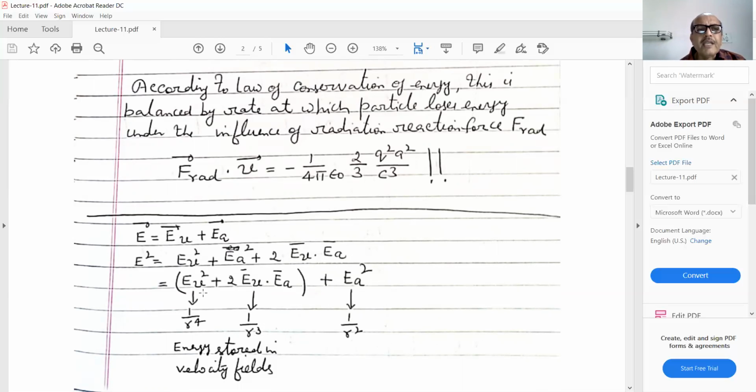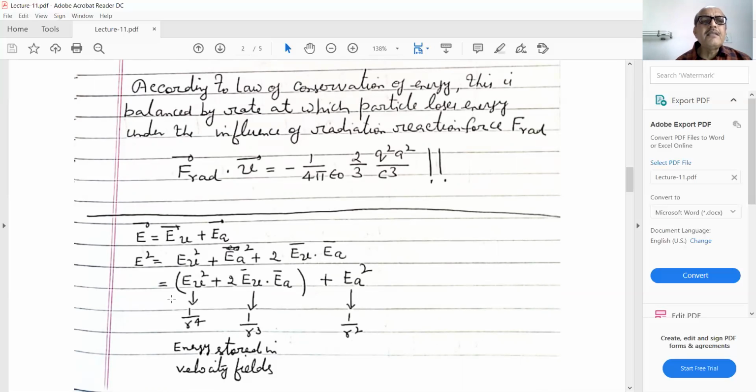If you look at the three terms, EB goes as 1 over r square, so EB square will vary as 1 upon r to the power of 4. The second term is EB into EA. EB goes as 1 over r square, EA goes as 1 over r, so its dependence is 1 upon r cube. And similarly, EA square, EA goes as 1 over r, so it will go as 1 over r square. So in terms of the dependence on r, EA will be available at the larger distance as well.